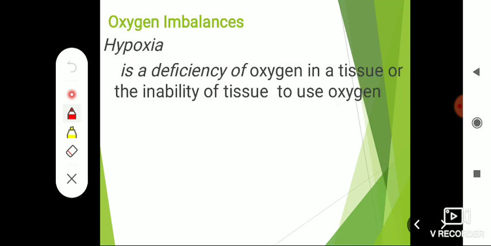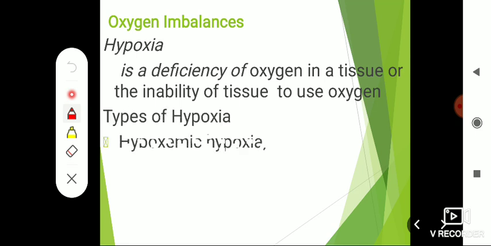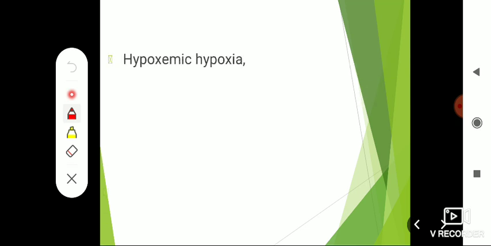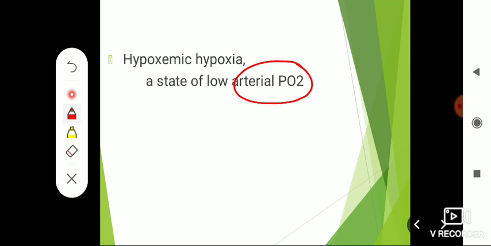So now, hypoxia is deficiency of oxygen in the tissues. Types, most common 4 types: hypoxemic hypoxia, ischemic hypoxia, anemic hypoxia, and histotoxic hypoxia. Now in hypoxemic category, it is a state of low arterial PO2. Okay, reasons we need to find out. Maybe in the atmosphere, maybe a problem in the lungs, maybe a problem in the diffusion also.